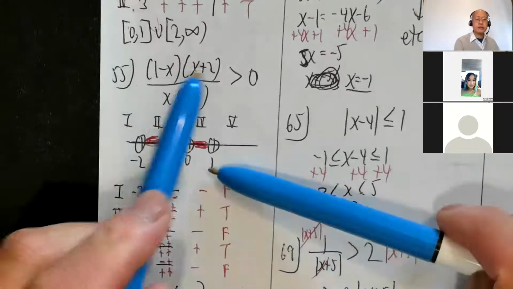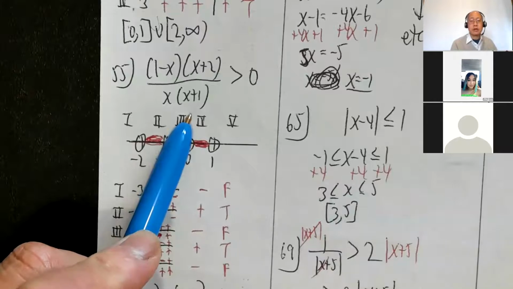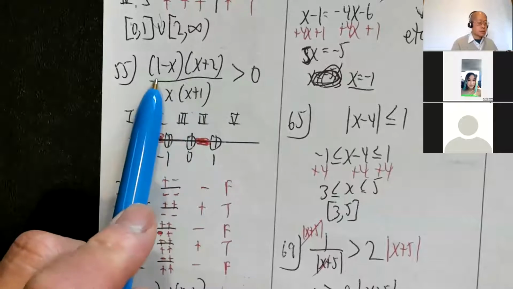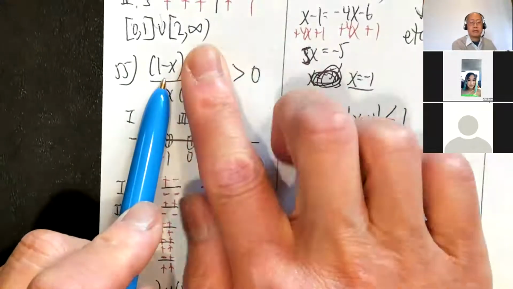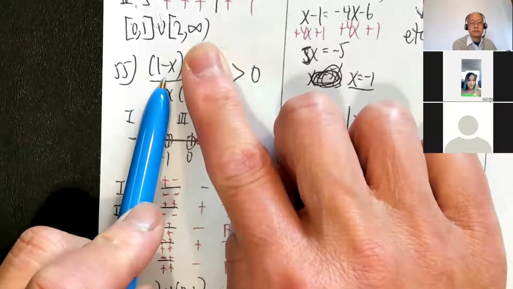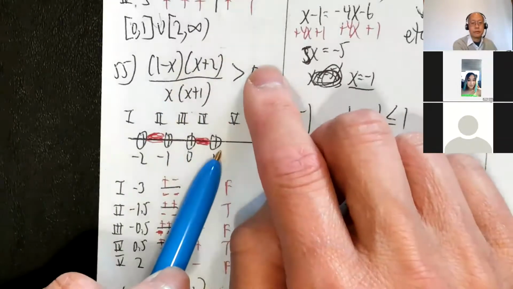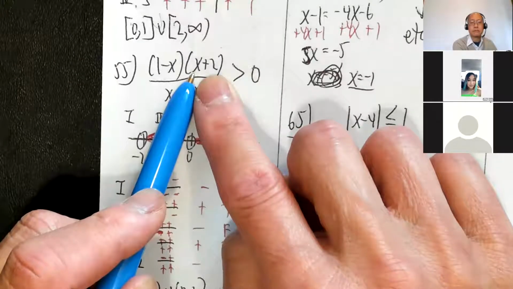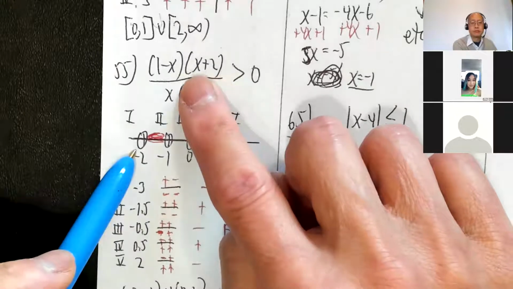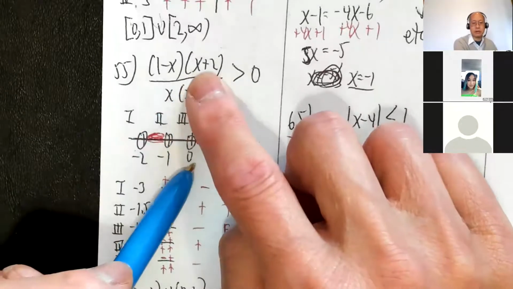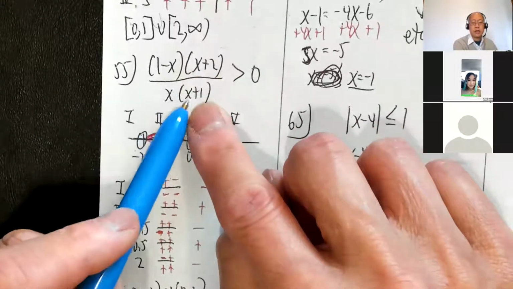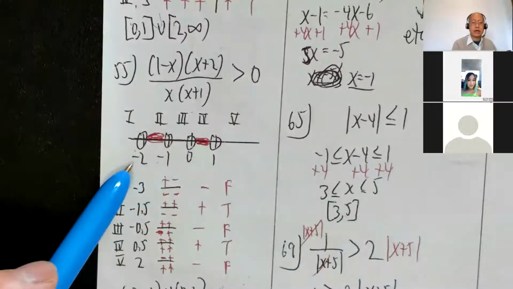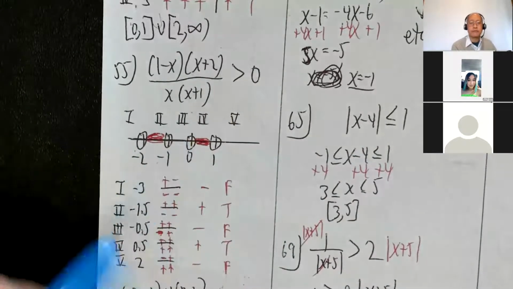So let's see, I'm going to have 1, 2, 3, 4 boundary numbers. My boundary numbers are whatever makes this, this, this, or this 0. 1 minus x. What makes that 0? 1. x plus 2. What number makes that 0? Negative 2. What makes x 0? Well, 0. x plus 1. What makes that 0? Negative 1. So I have 4 boundary numbers: negative 2, negative 1, 0, and 1.